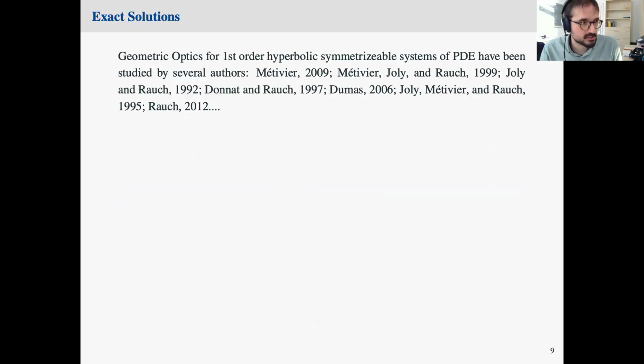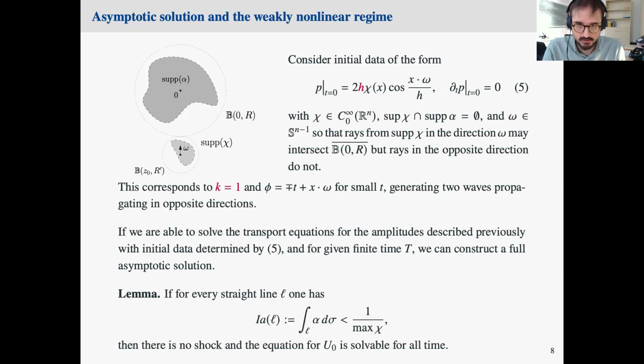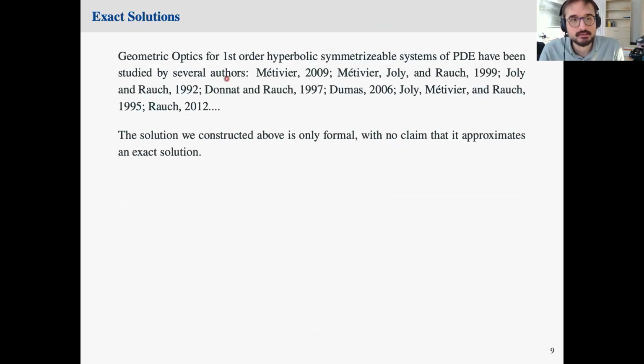Okay, so this was about asymptotic solutions. Now, geometric optics have been studied by many authors already since the early 90s. And some of the solutions are asymptotic. Some actually develop techniques for justifying them, which is what we're going to use. So our solution is only formal until now. We don't claim that it approximates an exact solution.